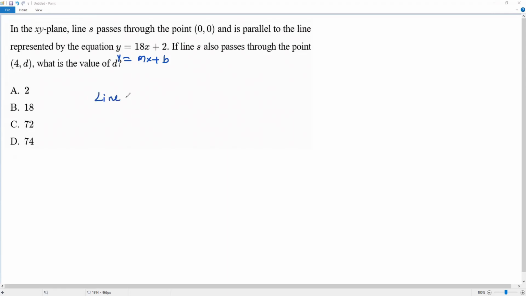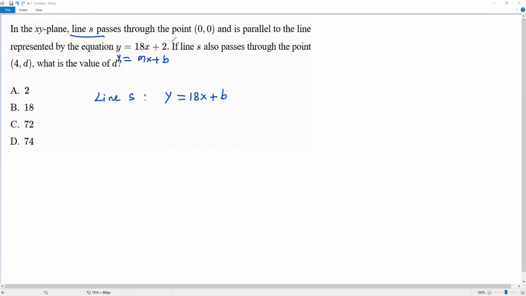Now let me write the equation of line S in slope-intercept form, that is y = mx + b. In place of m, we can write the slope 18, that is y = 18x + b. Here I got the equation of line S, but it contains an unknown constant b. We know that this b represents the y-coordinate of the y-intercept of line S.